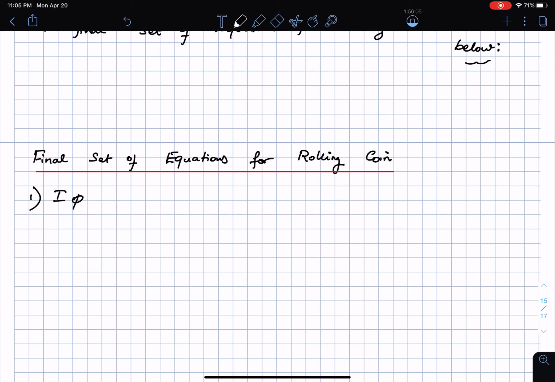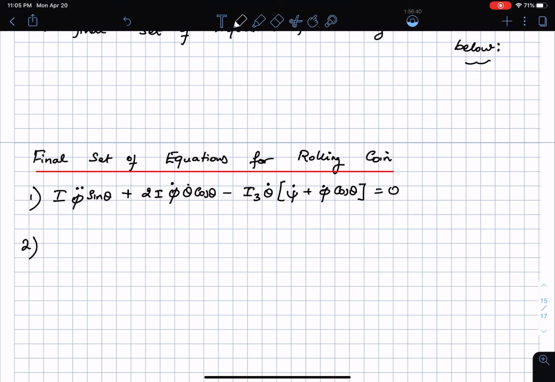So they're going to be I phi double dot sine theta, plus 2I times phi dot theta dot cos theta, minus I3 theta dot times psi dot plus phi dot cos theta, is equal to 0. This is an equation of motion. Then the second equation of motion is the following.